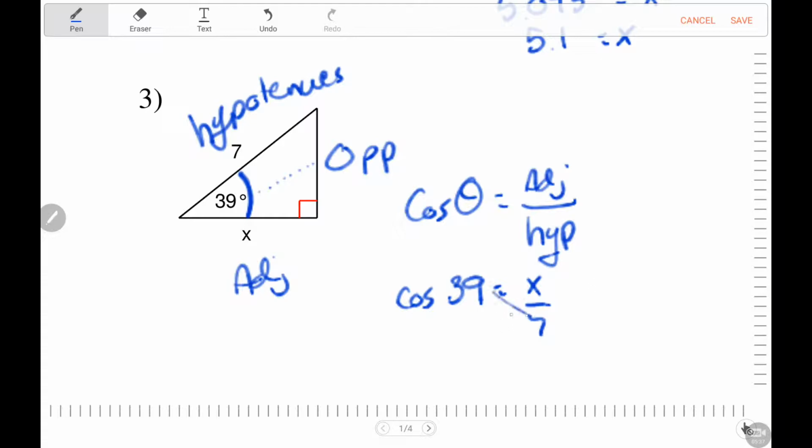And when you cross multiply, you get 7 times the cosine of 39, which equals x. Typing that in my calculator, you get 5.44, which will just be 5.4.